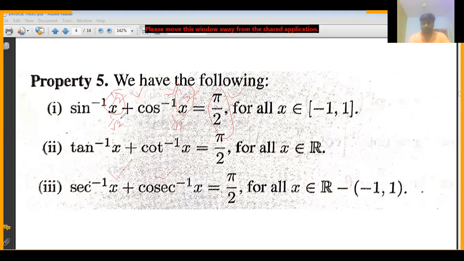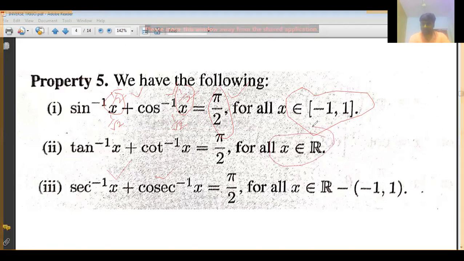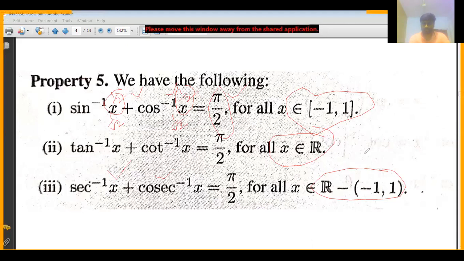See here, what is the domain of sine inverse and cos inverse x? Minus 1 to plus 1, that we know. You should not forget this. And what is the domain of tan inverse and cot inverse? R, that also we know. And what is the domain of secant inverse and cosecant inverse of x? R minus of minus 1 to 1. So all these things we have discussed in the first class. Clear? So these results are very important.